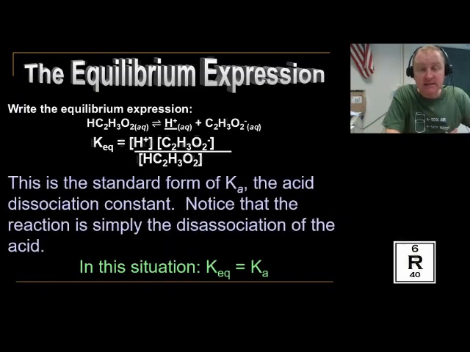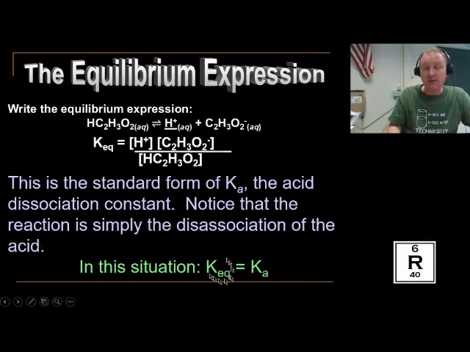Now, this is the standard form of Ka, the acid dissociation constant. Notice that the reaction is simply the dissociation of an acid. So in this case, the Keq, the chemical equilibrium expression, is actually a Ka. You might be wondering, how do you know something is an acid? I will get into acids and bases more in topic 14, but the most basic definition I can give you is that things that produce hydrogen ions in water, aqueous solutions, are acids. Since this produced a hydrogen ion, this is an acid.